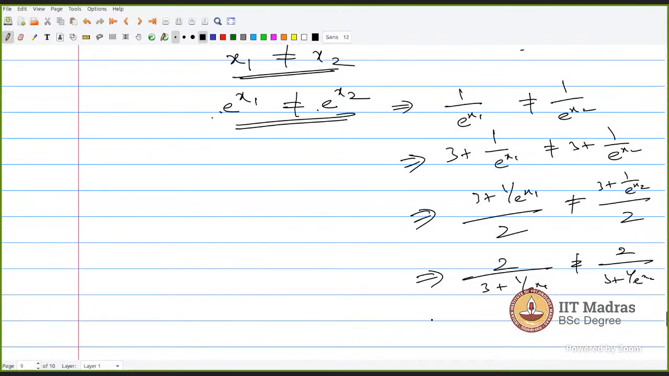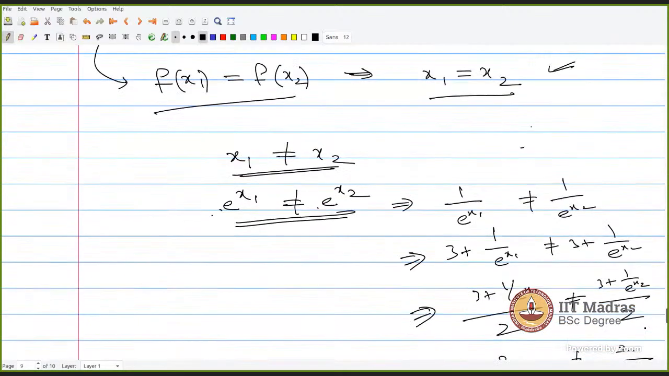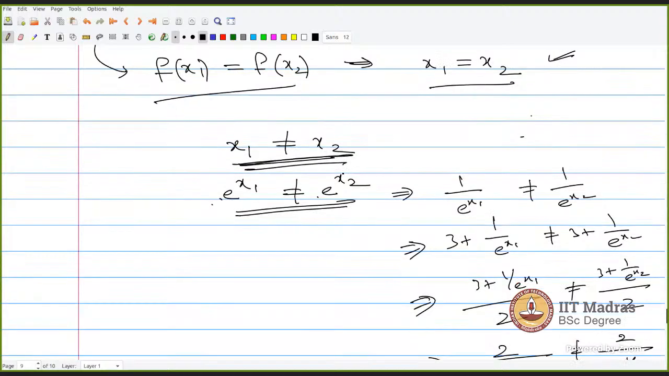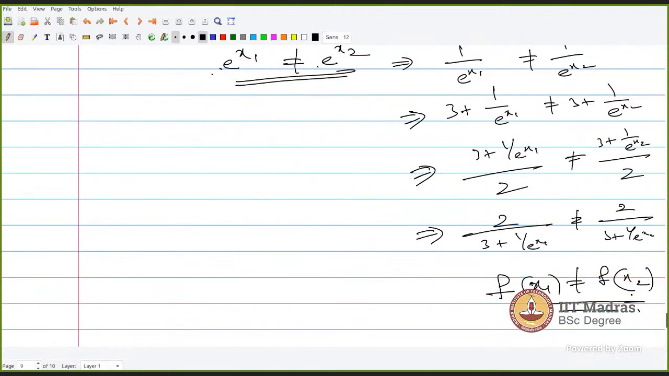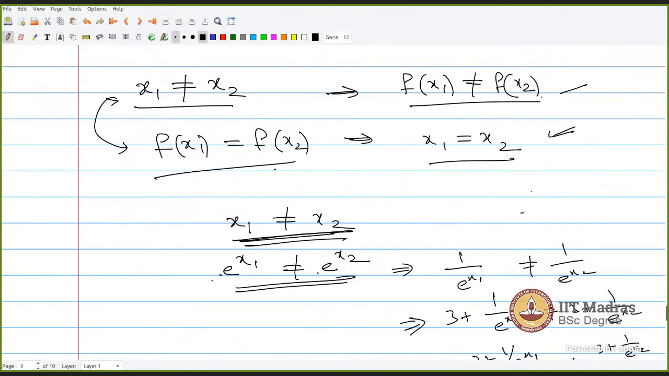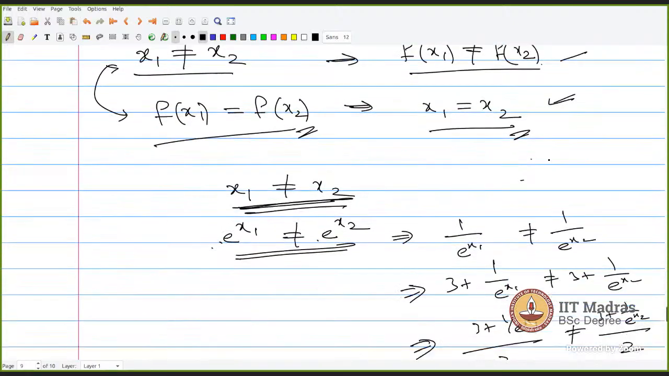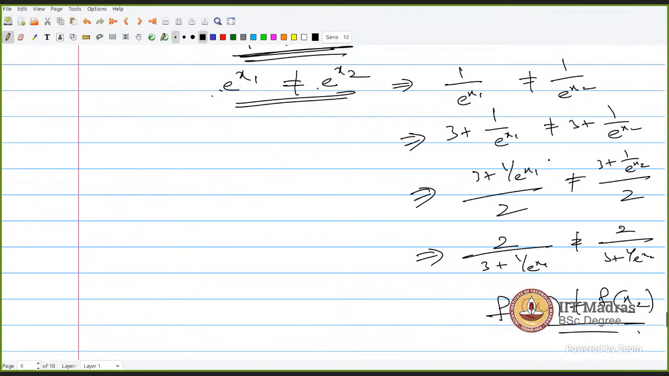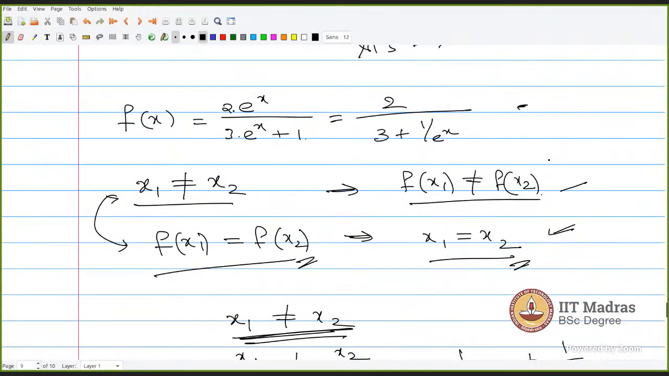So this 2 by 3 plus 1 by e power x is nothing but f of x1 is not equal to f of x2. I have taken x1 not equal to x2 and I have got f of x1 not equal to f of x2. The same thing you can prove by taking f of x1 equal to f of x2, and you will end up getting x1 is equal to x2. So from this, we can conclude that this function is a one-to-one function. If you have access to graphs, just look at the graph also for better confirmation.